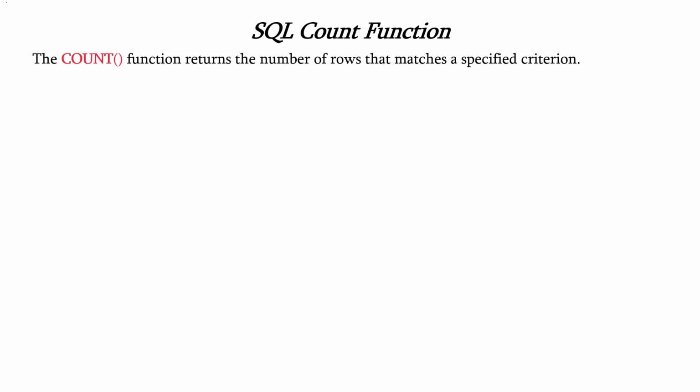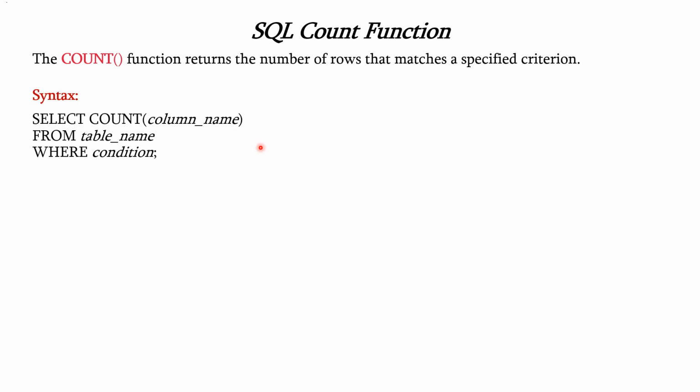Next we have the count function. This is also one of the aggregate functions. The count function returns the number of rows that match the specified condition. The syntax is select count of the column name we are considering from table name where the condition is mentioned here.